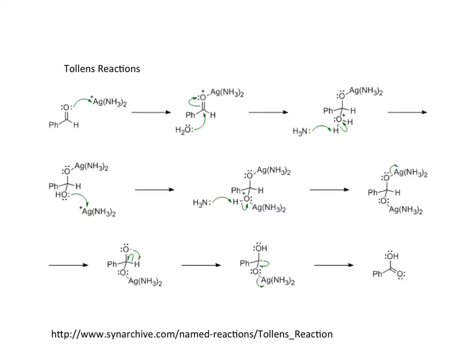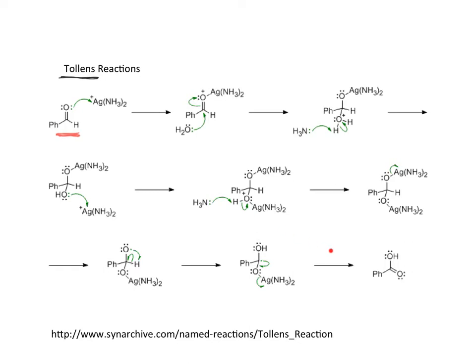Our first reaction is the Tollens reaction. And the Tollens reaction takes advantage of the fact that aldehydes are easily oxidized. And they're easily oxidized to carboxylic acids. Right? Carboxylic acid is our product here.